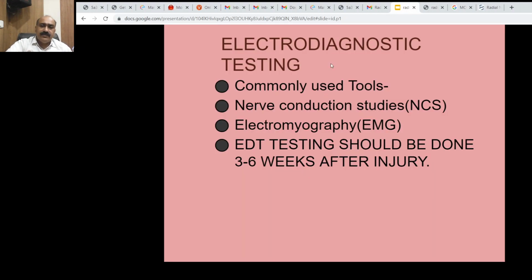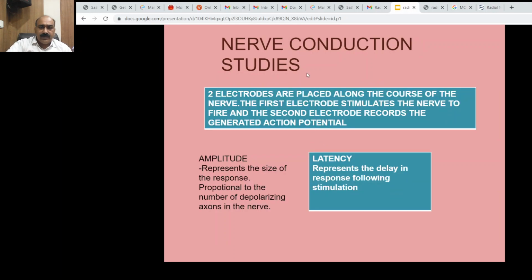How to test these nerves? Commonly used tools are NCS, that is nerve conduction study, or EMG, electromyography. This testing should be done 3 to 6 weeks after injury. In nerve conduction studies, or NCS, two electrodes are placed along the course of the nerve. The first electrode stimulates the nerve to fire, and the second electrode records the generated action potential.